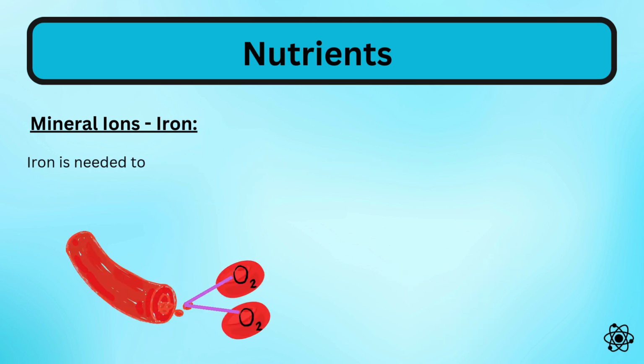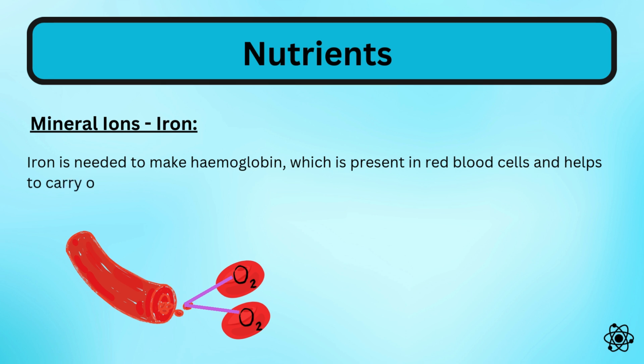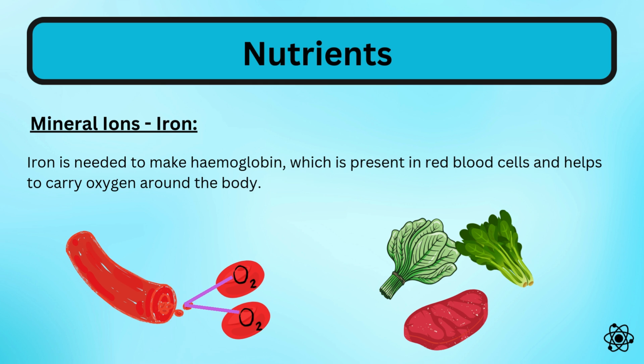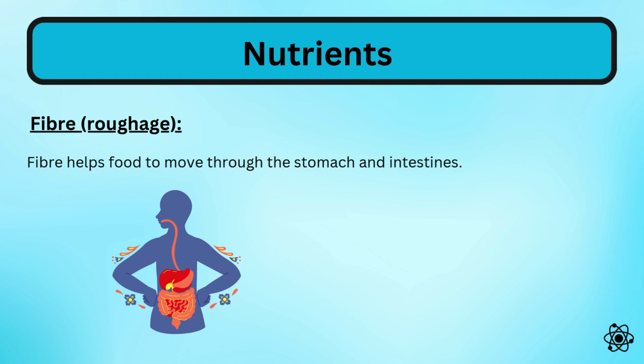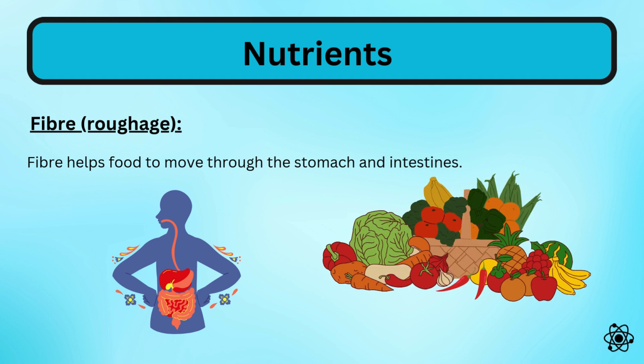Iron, which is another important mineral, is needed to make hemoglobin, which is present in red blood cells and helps carry oxygen around the body. Iron is found in red meat and some green vegetables like spinach. Fiber or roughage helps food to move through the stomach and intestines. It is found in vegetables, fruits, and whole grains.